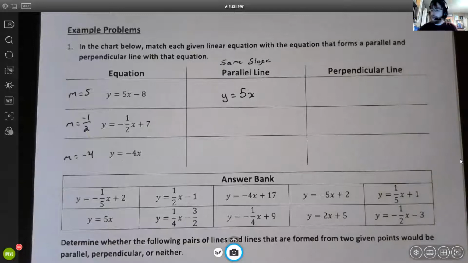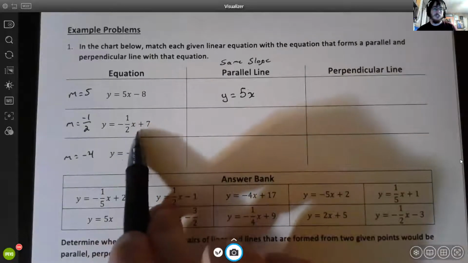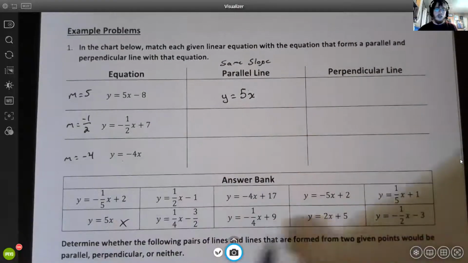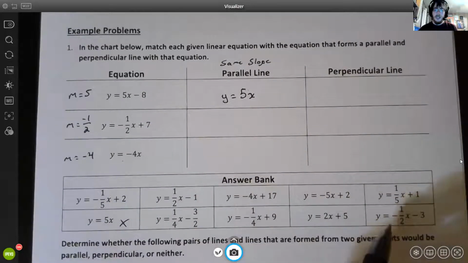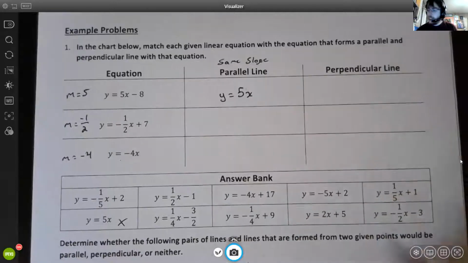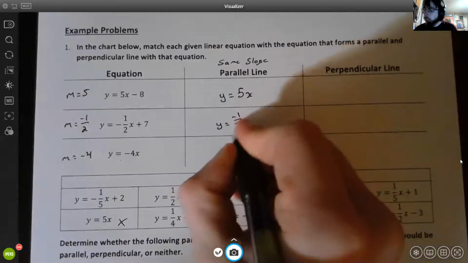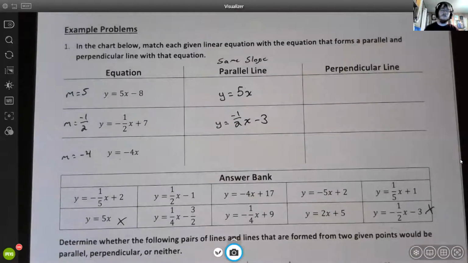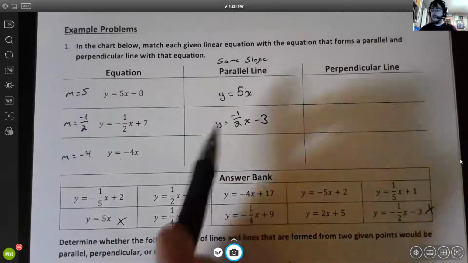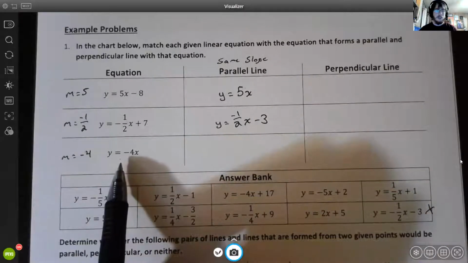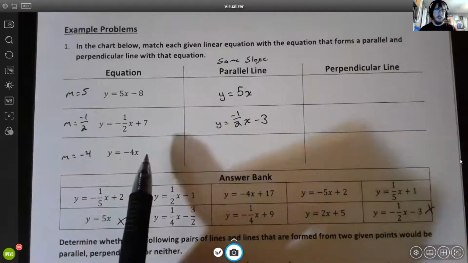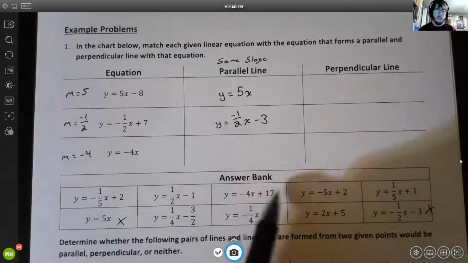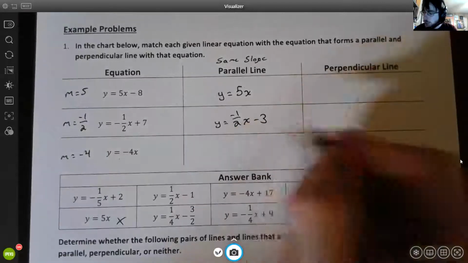All right, so for the parallel line for y equals -1 over 2x plus 7, it has to have a slope of -1/2, and that would be y equals -1/2 x minus 3. And then our parallel line for y equals -4x would have to have a slope of -4. The equation that has a slope of -4 is y equals -4x plus 17.